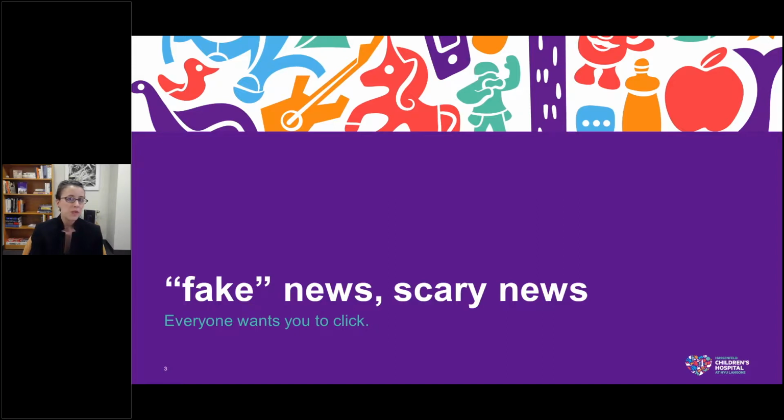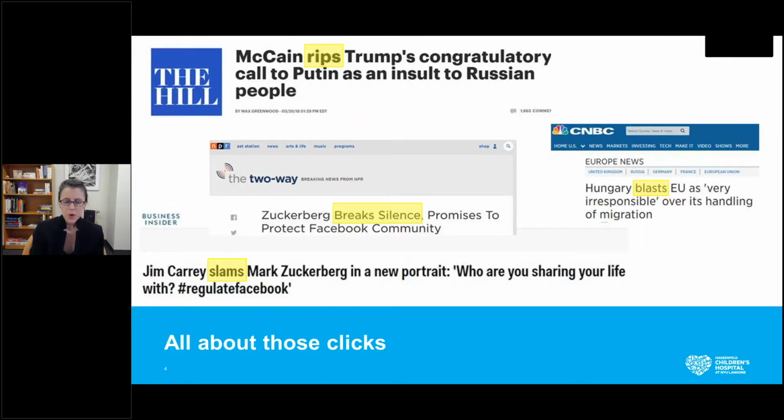The issue, of course, is we know it's not really for free. What's happening is when we click on an article, advertisers are paying for that to get ads in front of our eyes. So what does this mean for research?